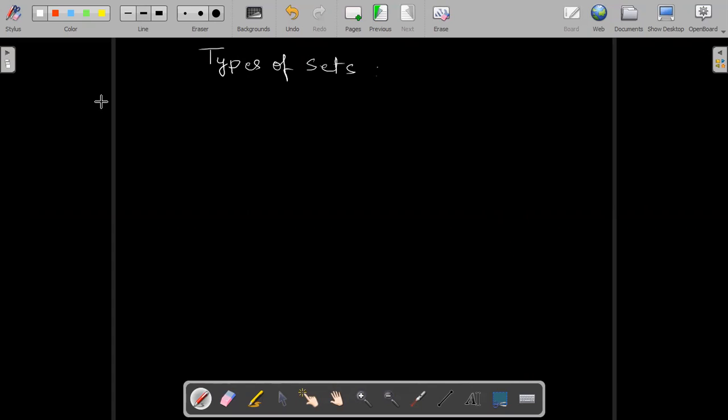So you are understanding that means types of sets. Number one is the empty set. Empty set means a set which is not having any element. How will we define a set? A set which does not contain any element.